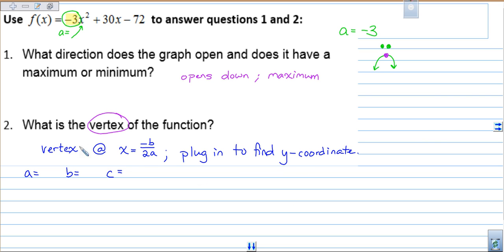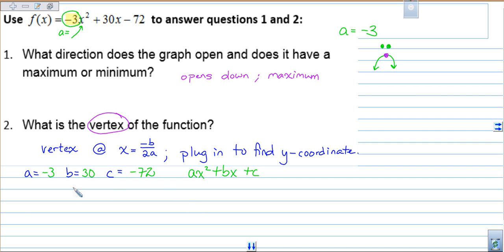So if you look, our a is based on the function ax squared plus bx plus c, where a is the number on the x squared. So our a, we determined in the previous question, was -3. Our b is always attached to the plain old x. So you look, this one has a plain old x, so that's a 30. And then our c is the number that does not have a letter on it, which would be the -72.